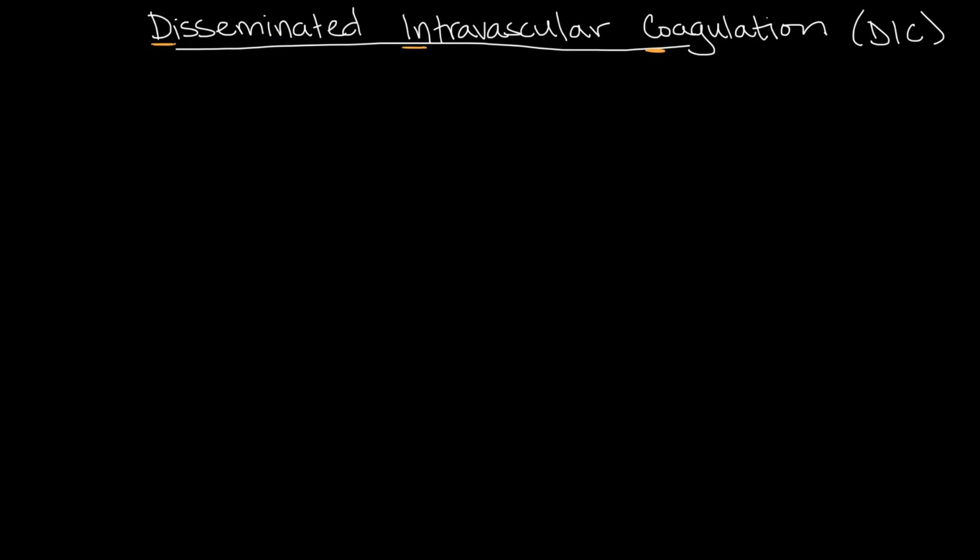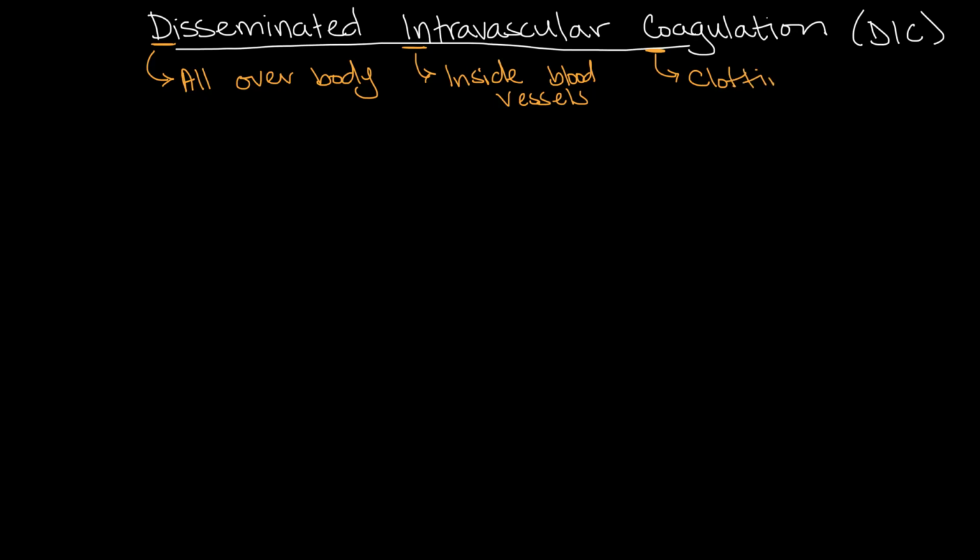So this is, again, another scary medical term, but what it means is really quite simple. Disseminated means all over the body. Intravascular means inside your blood vessels. And coagulation means clotting. And we've talked about clotting before. So disseminated intravascular coagulation really just means that inside all of your blood vessels, all over your body, you have small clots forming.